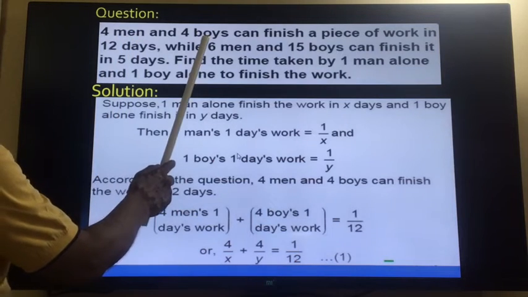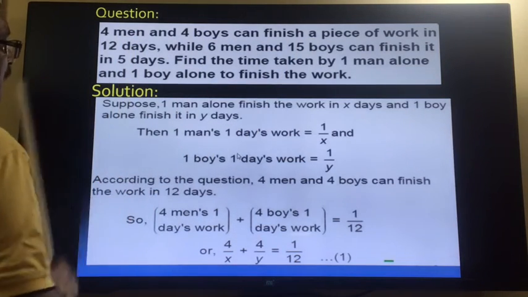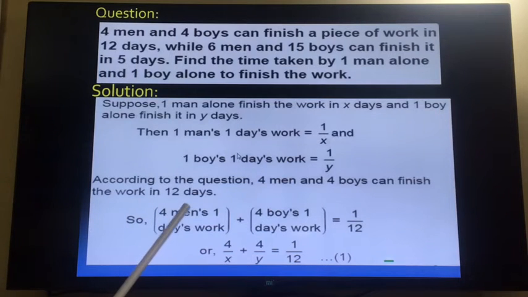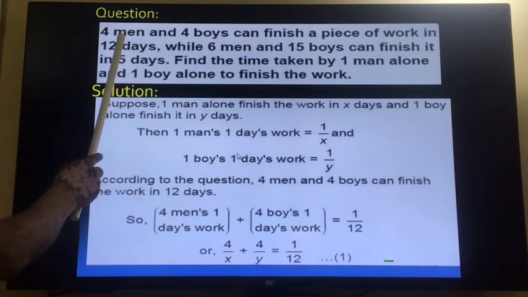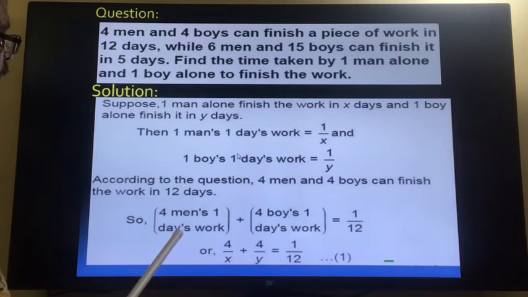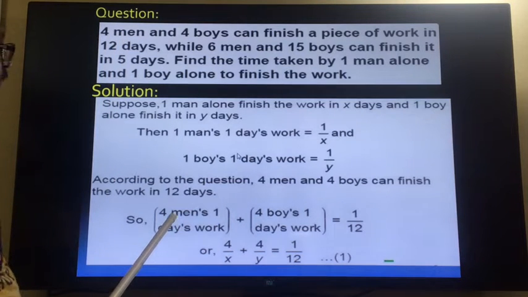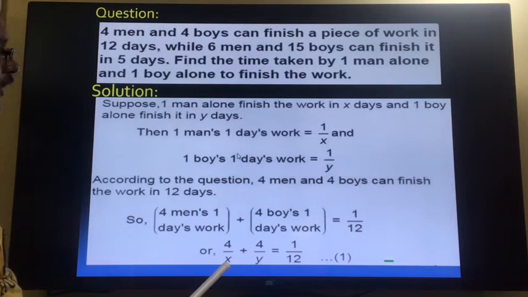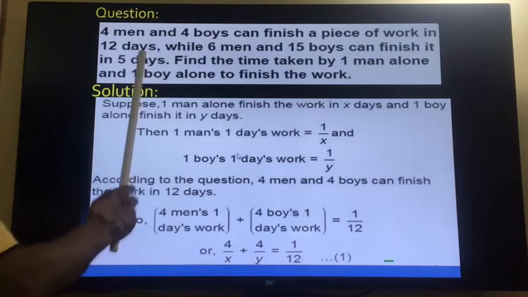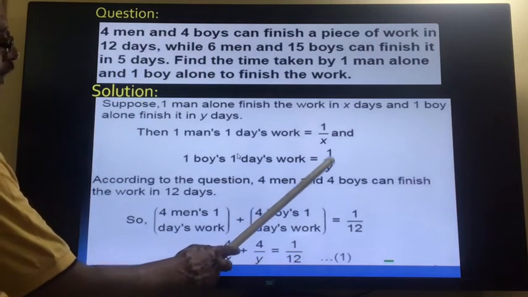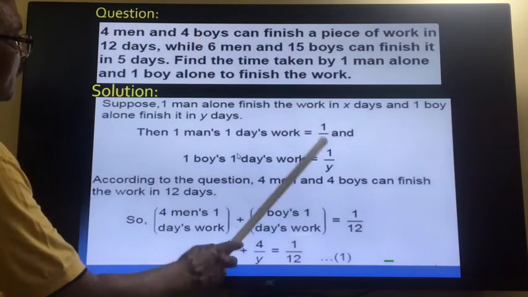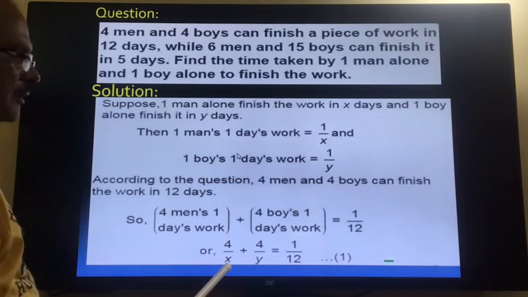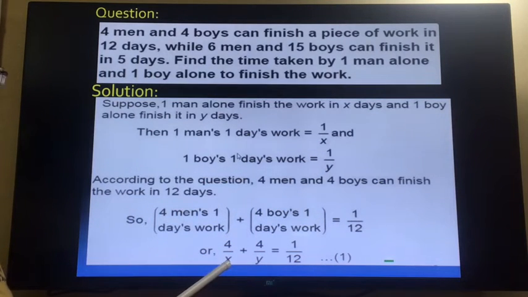4 men and 4 boys are finishing the work in 12 days. So from this, here we will find out 4 men's work. So 4 men's work, because 1 day's work was 1 upon x for a man, will be 4 into 1 upon x, that is 4 upon x. Next is 4 boys' work. So 1 boy's work is 1 upon y, so 4 boys' work will be 4 upon y. So 4 upon x is the 1 day's work of 4 men, and 4 upon y is the 1 day's work of 4 boys.